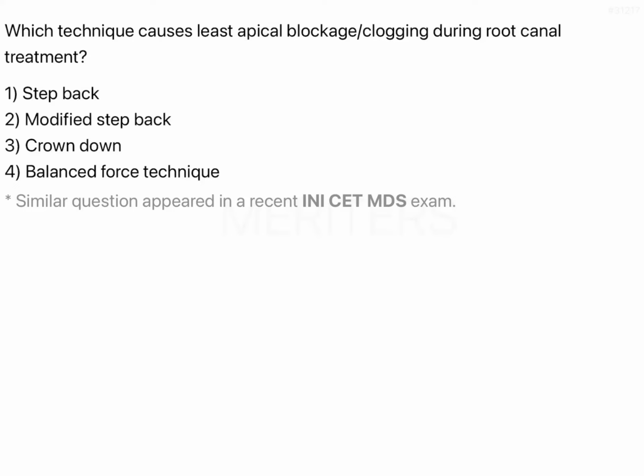The question is, which technique causes least apical blockage or clogging during root canal treatment? The options are step back, modified step back, crown down, and balanced force technique. Okay, so there are various techniques to perform root canal therapy.